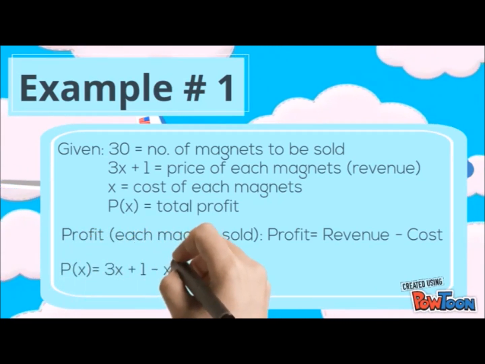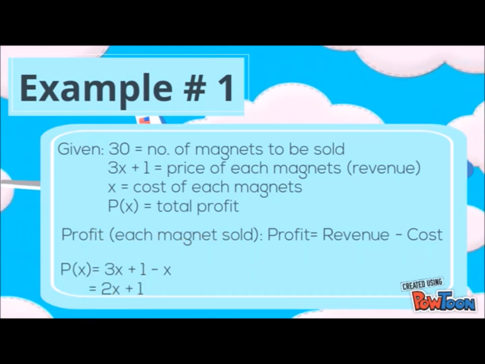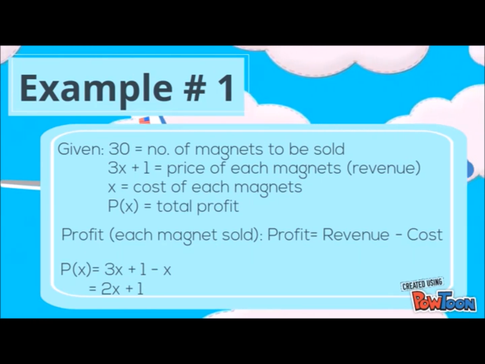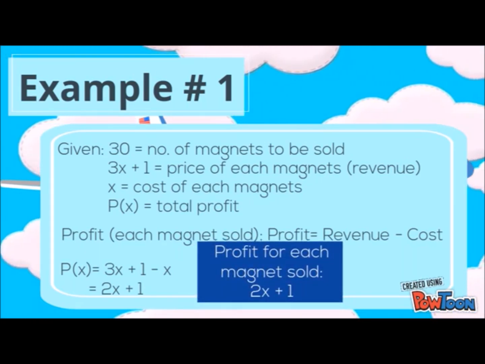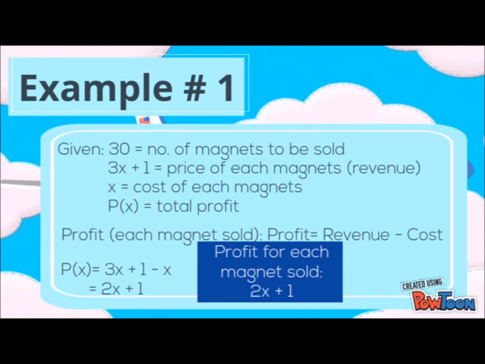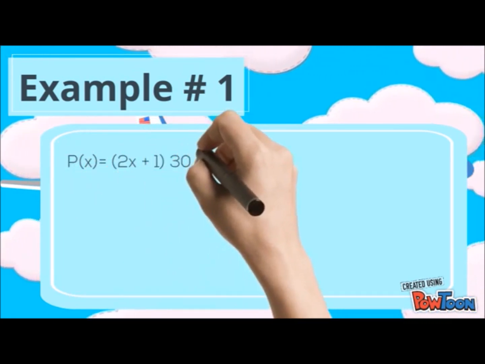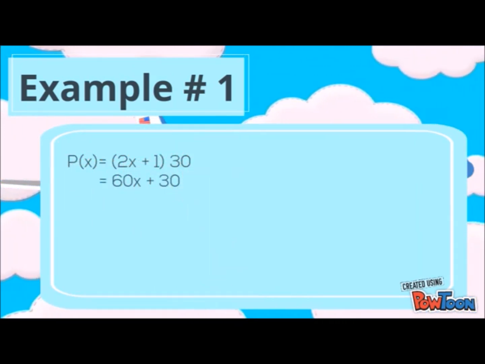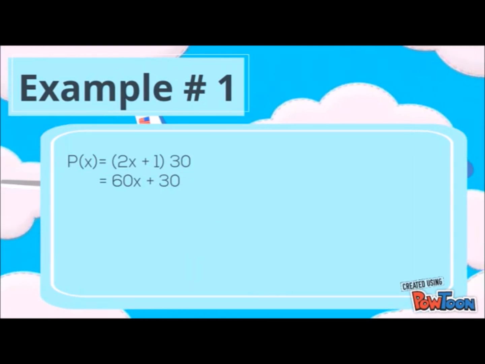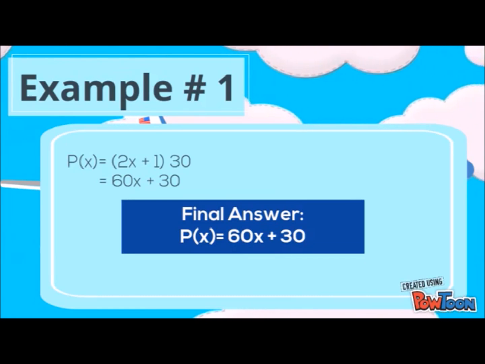Substituting, we got P(x) is equal to 3x plus 1 minus x, which gives us 2x plus 1. Now the profit for each magnet sold is 2x plus 1. But since the number of magnets to be sold is 30, we need to multiply 30 to 2x plus 1, and that gives us P(x) is equal to 30 times (2x plus 1). Now our final answer is P(x) is equal to 60x plus 30.